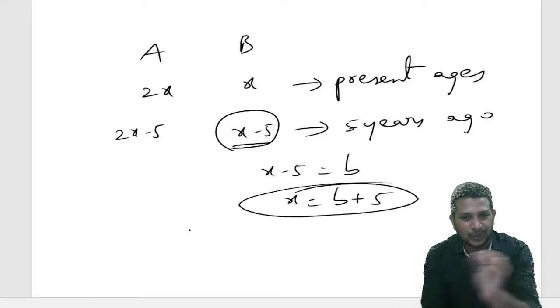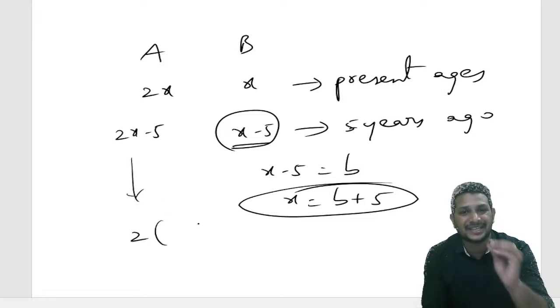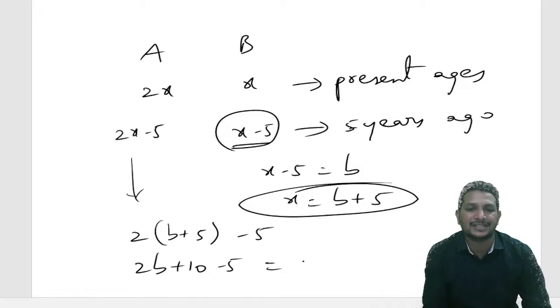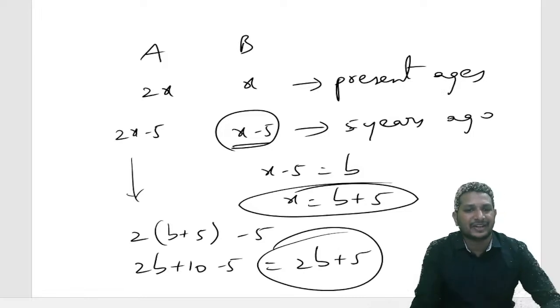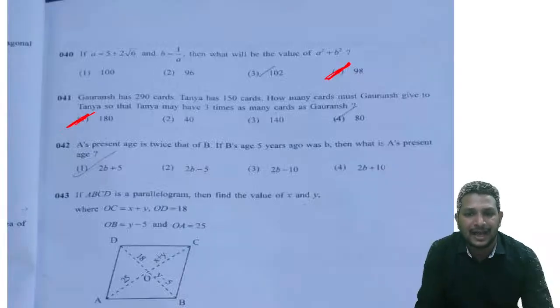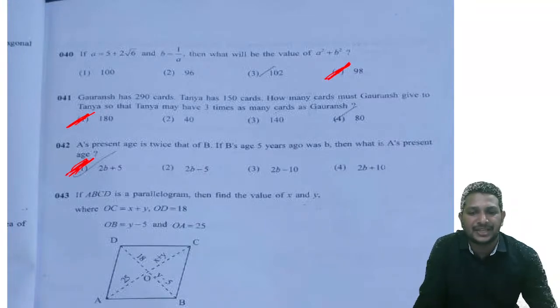If you know this substitution, then it will be very easy. 2x, we need to find out, because A's age they are asking. 2 times (b plus 5). So 2b plus 10. So the answer is 2b plus 10, and 2b plus 5 is the answer for this question. That's nothing but option 1. Option 1 is the answer. Okay. Next, question number 43. It's a diagram based and a tricky one actually.